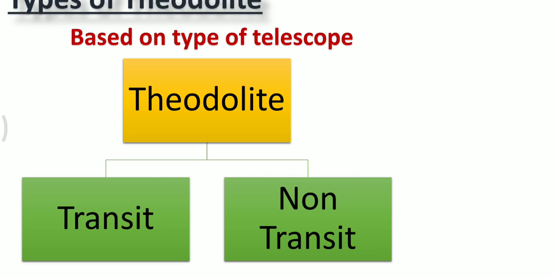The type of telescope depends upon the movement of the telescope. In a transit theodolite, the telescope can be moved in the horizontal plane as well as the vertical plane. But in a non-transit theodolite, the telescope can only rotate in the horizontal plane and cannot rotate in the vertical plane.